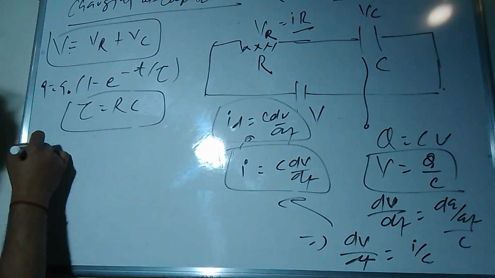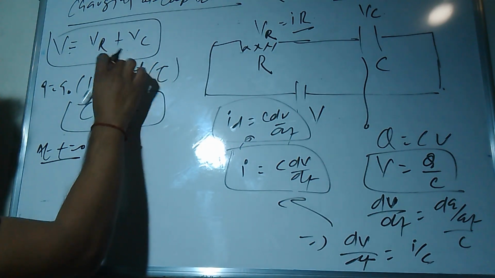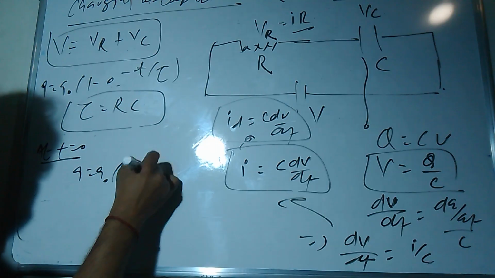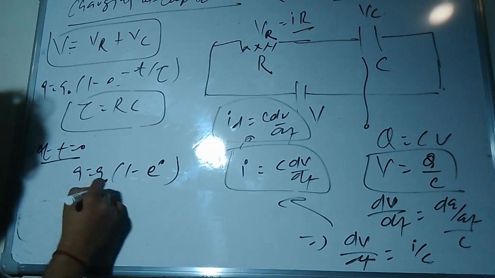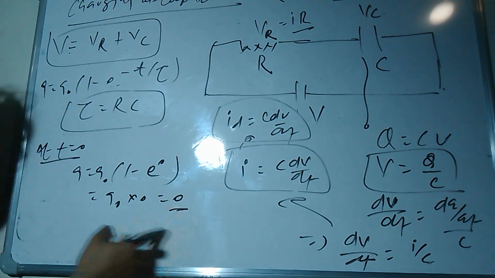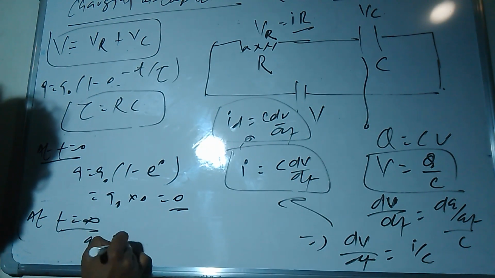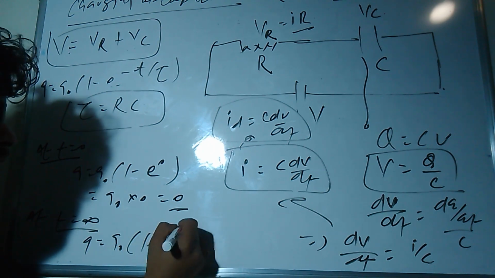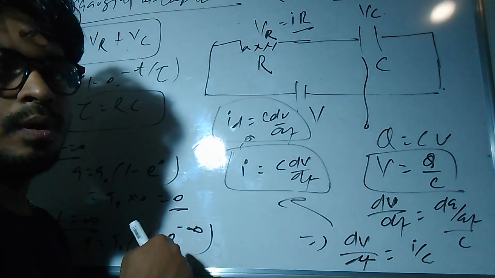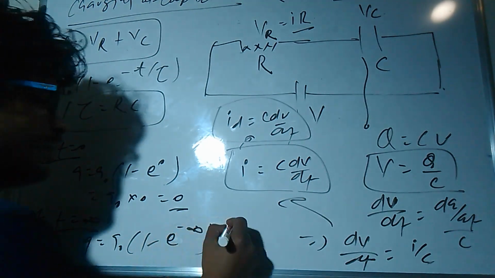If I put t equal to 0, this will be e to the power 0, which is 1. So Q equals Q naught (1 minus e to the power 0), so 1 minus 1 is 0, and Q is 0. But if I put t equal to infinity, Q equals Q naught (1 minus e to the power minus infinity). e to the power minus infinity is 1 by e to the power infinity, which is 1 by infinity, so it will be 0. If you solve it, it will be Q naught.